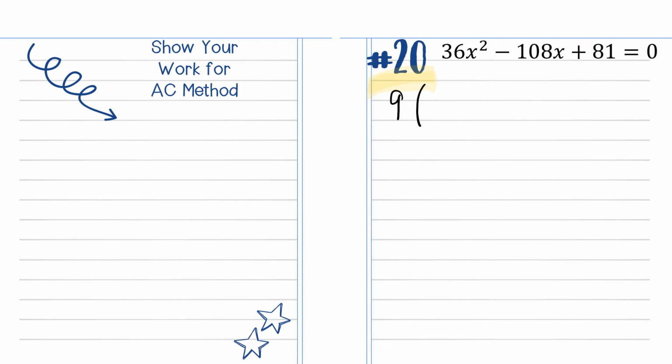Remember, when you're factoring out your GCF, you want to divide each term by 9, or by your GCF. So 36 divided by 9 would give us 4, and since we're not taking any kind of x or variable out with our GCF, our variables are going to stay the same.